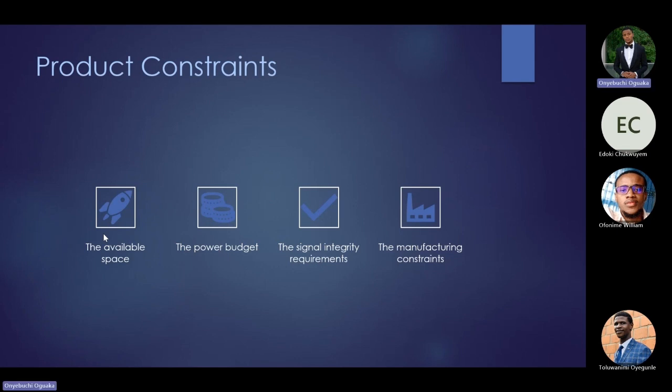Coming to the power budget, this involves the allocation and distribution of electrical power within the PCB. It's all about the maximum power consumption allowed for each component or section. Let's just say this product is meant to conserve power, so you don't want it to consume much power. Let's just say we are designing a small robot.